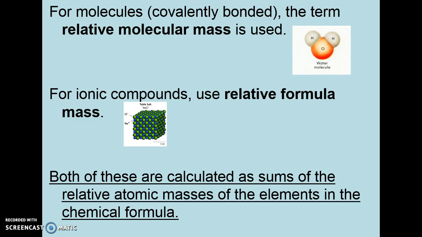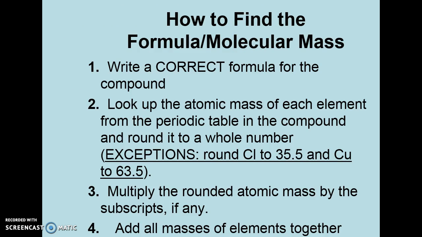Both formula mass and molecular mass can be calculated as the sums of the atomic masses of all the elements in the chemical formula. Here are the steps for finding formula or molecular mass. First, write a correct chemical formula for the compound.